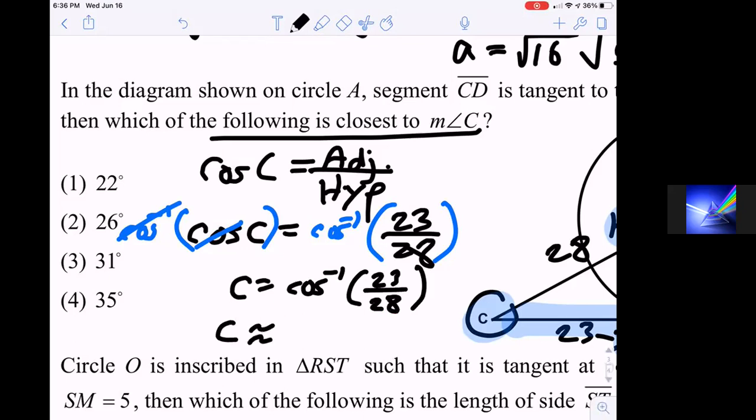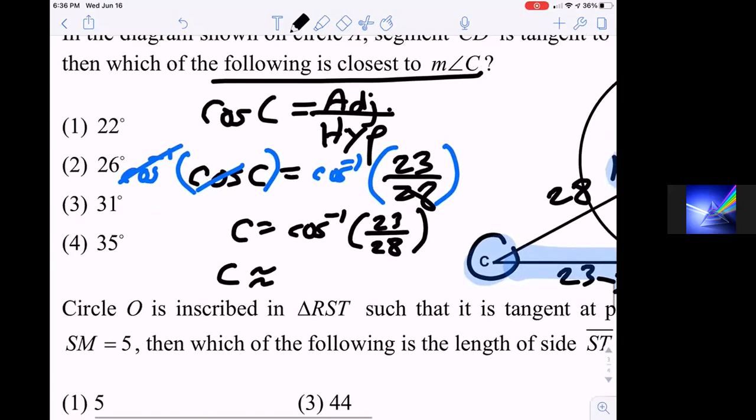And if we do that, keep in mind, your calculator does need to be in degree mode. If you're not sure how to put it in degree mode, see me in class and I'll help you with that. But taking the inverse cosine of 23 divided by 28 gets you roughly 34.8, or 35 degrees.